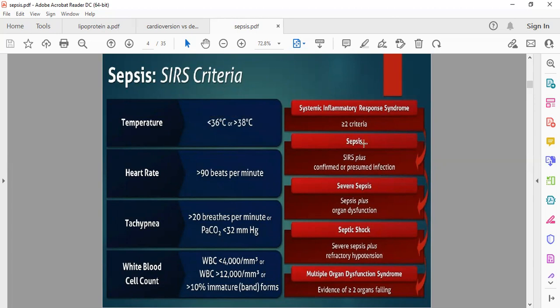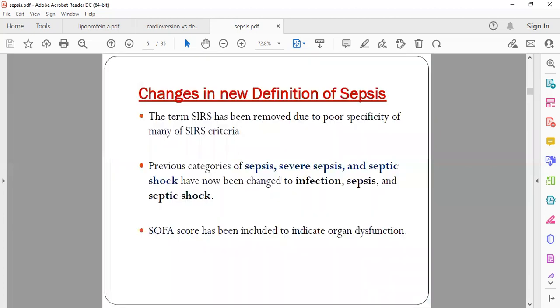So previously there was other terminology called sepsis, severe sepsis, septic shock, and multi-organ dysfunction syndrome. Sepsis initially was any patient with a confirmed infection with SIRS criteria. Severe sepsis is when there is sepsis with organ dysfunction. So here there is no organ dysfunction, there is only evidence of infection. Septic shock is a patient with refractory hypotension, and multiple organ dysfunction syndrome is evidence of more than 2 organs failing. So now the criteria has been completely changed, and the new definition has changed it actually.